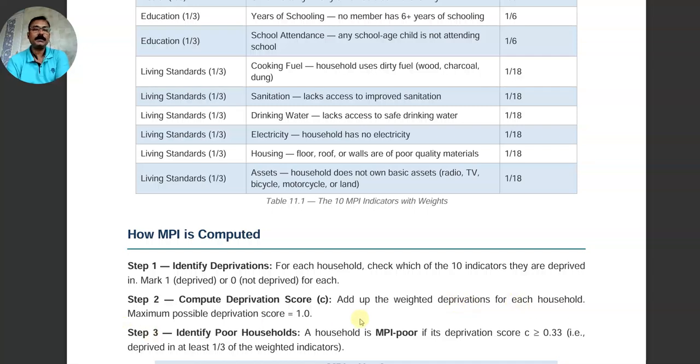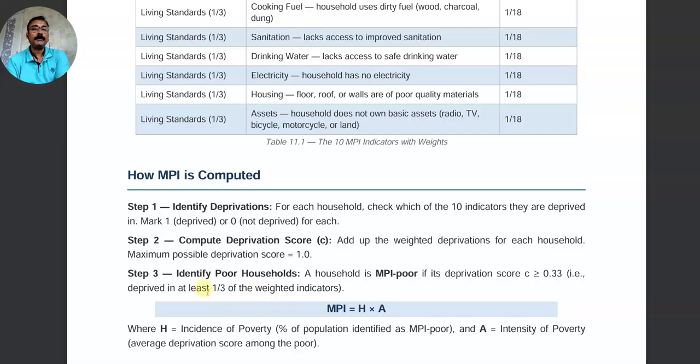The maximum possible deprivation score will be 1. After that, we need to identify the poor households. A household is MPI poor if its deprivation score C is greater than or equal to 0.33. It implies that they are deprived in at least one third of the weighted indicators.